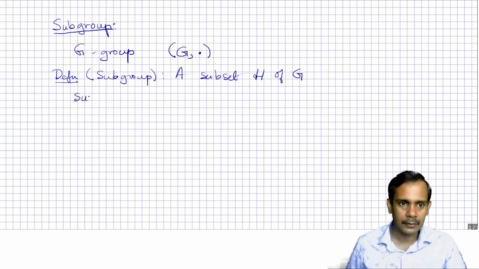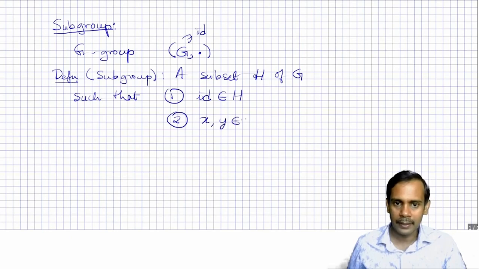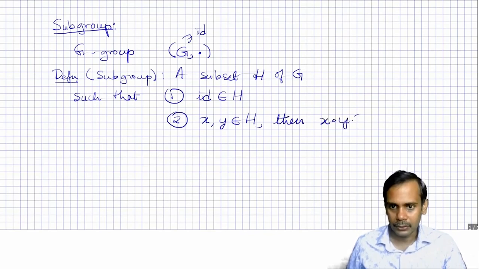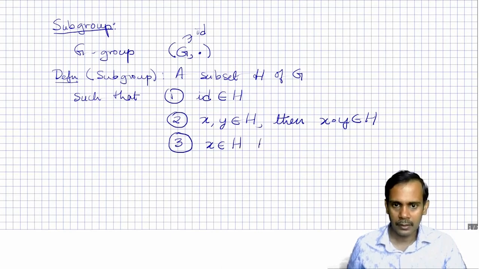Such that, one, this group has an identity element, which I'll denote by id. So the identity element of G belongs to H. The second is that it's closed under this binary operation dot. That is, if X and Y lie in H, then X dot Y is in H. And the third axiom is, if X belongs to H, then X inverse belongs to H.